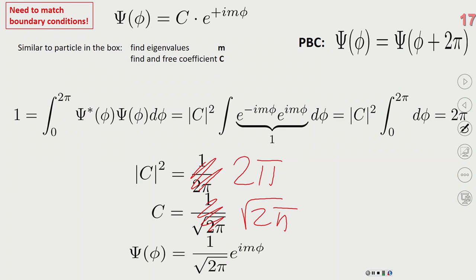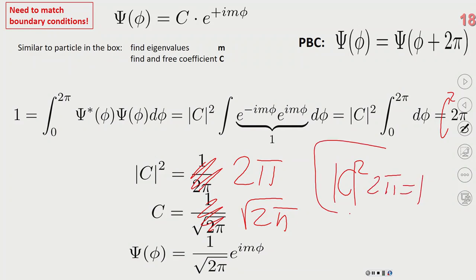So then we can solve this equation for C squared times 2 pi must be equal 1 by the definition of normalization. And if you solve this equation for C, you'll have that it is 1 over square root of 2 pi, and the wave function will have normalization constant 1 over square root of 2 pi in front of it, right?